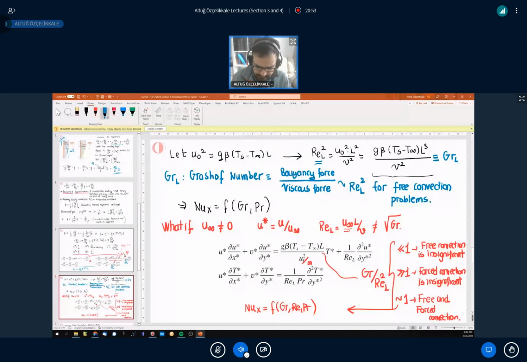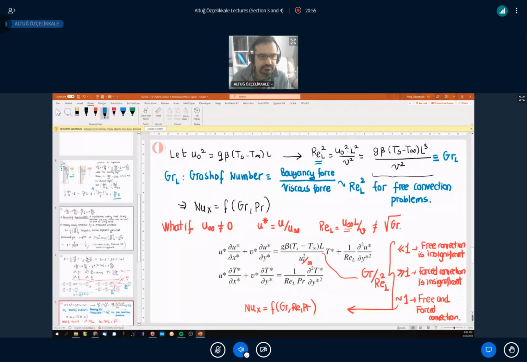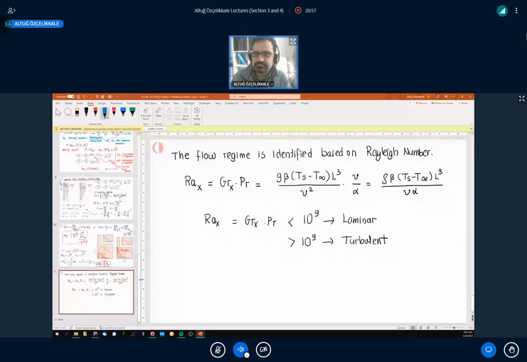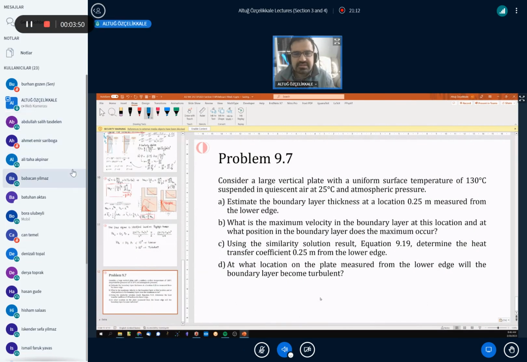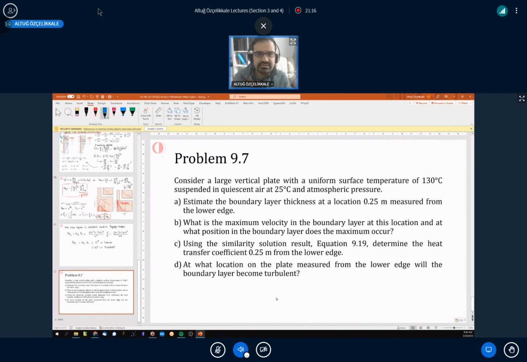So, all right, let's solve an example problem. Problem 9.7. Consider a large vertical plate with a uniform surface temperature that is suspended in quiescent air at atmospheric pressure. The temperatures are known.